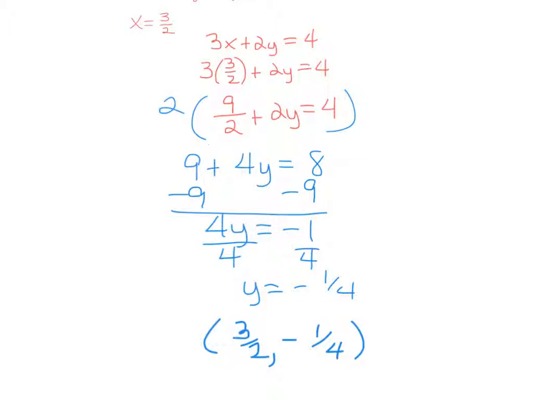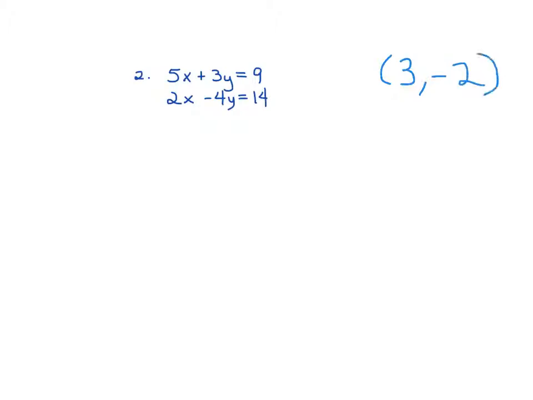I want you to do number 2 on your own right now. I'll give you a few minutes and then I'm going to work it out. Once you finish number 2, I also want you to do number 3. All right, so you're working on number 2. I'm going to tell you the answer ahead of time, but then I'm going to work it out. The answer is 3, negative 2. So if you're not getting this, raise your hand and I'm going to come around and help you. I'm going to work it out in a minute. When you get to number 3, it's all real numbers or infinitely many solutions.